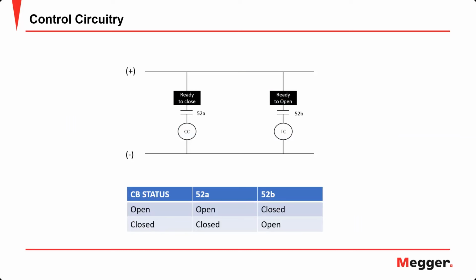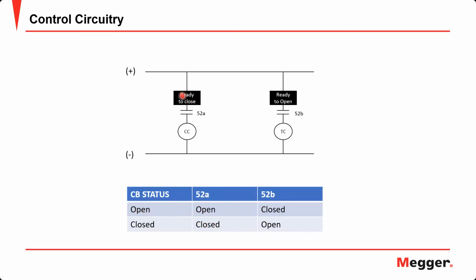The third component of the circuit breaker is the control circuitry. This is a simplified diagram of the control circuit of the close coil and the trip coil. We have the close coil here, and above it the 52A contacts. These contacts, the 52A and 52B contacts, move with the breaker, so we can see the status of these contacts here. The 52A is always in sync with the CB status. So when the CB is open, the 52A is open and the 52B is closed. When the circuit breaker is closed, the 52A is closed and the 52B is open.